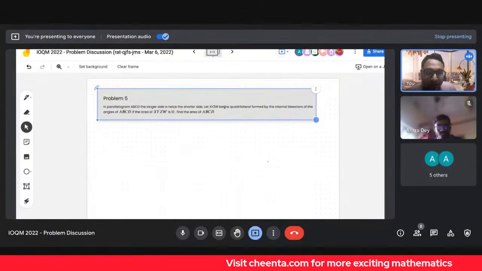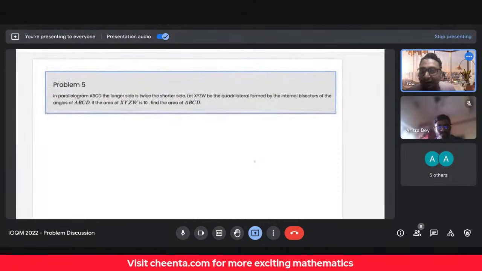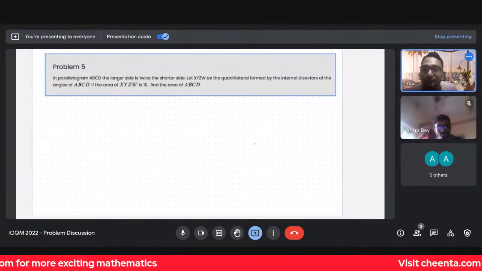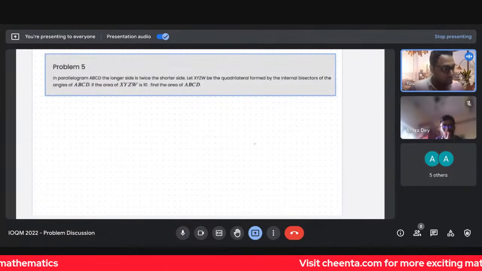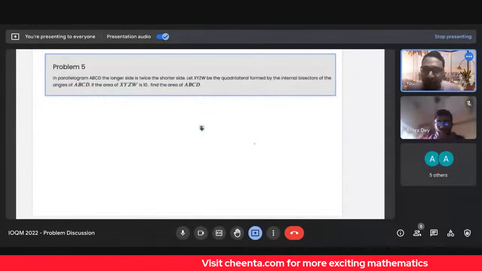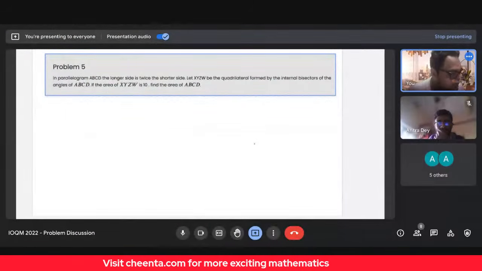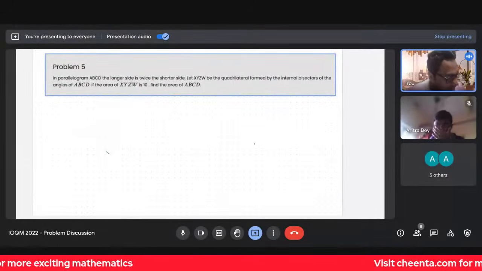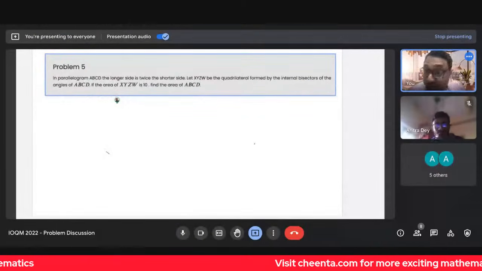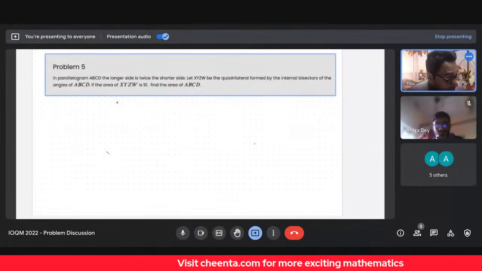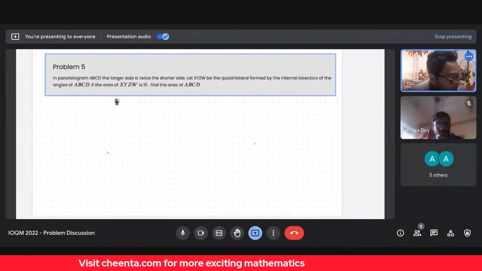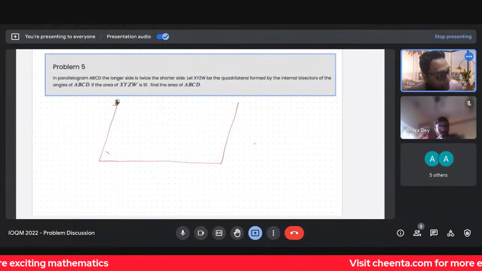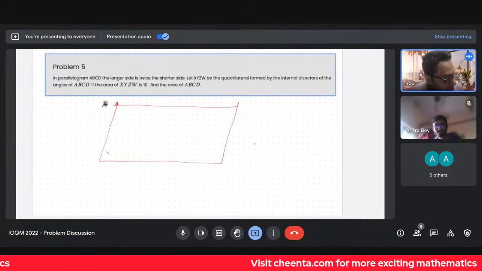Let me make it larger. Okay, so all of you can see this problem, right? Problem number 5. Okay, so let's first draw the picture. Let me use a color here. So we have a parallelogram ABCD. It's like this, a parallelogram A, B, C, D.